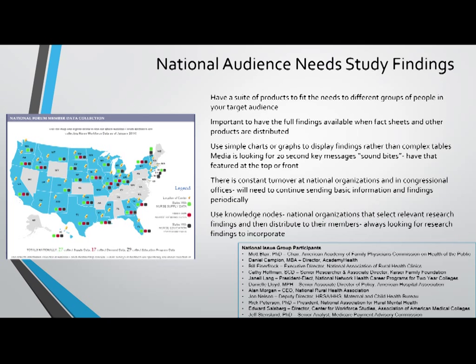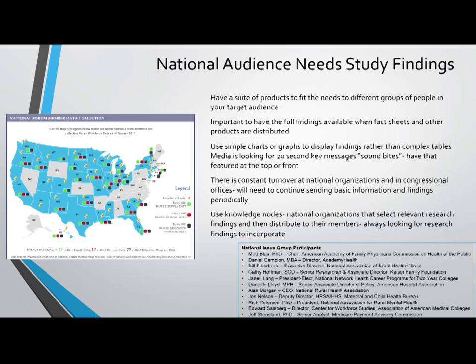So for the national audience, we really concentrated on a lot of the national organizations, especially ones that were involved with rural health research. And what we found when talking to that particular audience is that they really suggested that we have a suite of products to fit the different needs for different people in your audience. So I know a lot of researchers produce large reports, usually with a lot of tables and facts and p-values and significant values.